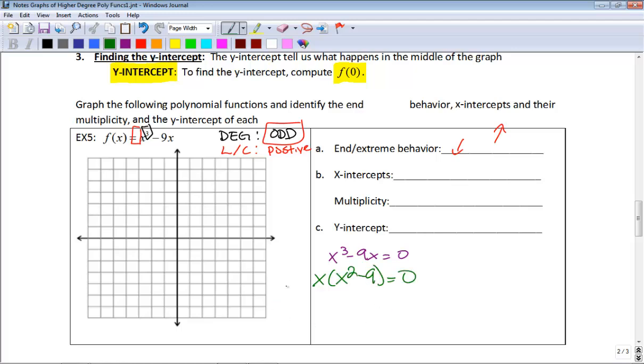Well, let's set each one of these equal to 0 and let's solve them. I have x is equal to 0 and x squared minus 9 is equal to 0. Well, do I need to solve the first one? No, it's already solved. What about the next one? Do I need to solve it? Yes. First, move 9 to the other side. I get x squared is equal to 9. You take the square root of both sides to solve this, and then x is equal to plus or minus 3. Remember, when you take the square root of something to solve it, it's equal to plus or minus 3. So I have 3 different x-intercepts. I have 0, I have 3, and I have -3.